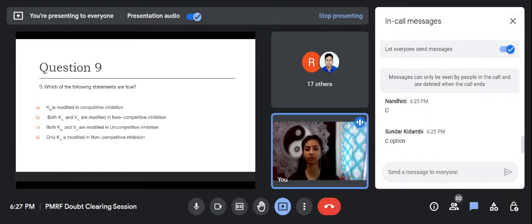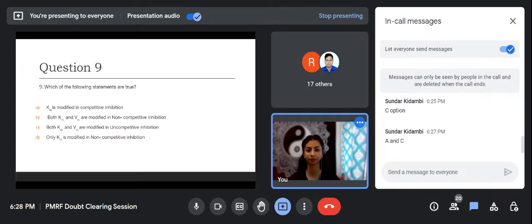Alright. So, question number 9 is, which of the following statements are true? Km is modified in competitive inhibition. Both Km and Vm are modified in non-competitive inhibition. Both Km and Vm are modified in uncompetitive inhibition, and only Km is modified in non-competitive inhibition. This you might not get from the top of your head, but does anyone know what the answer could be? If you want, I can go back to the picture that I showed.